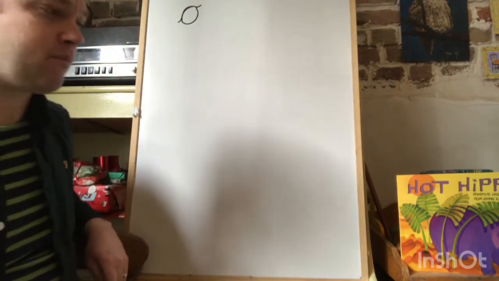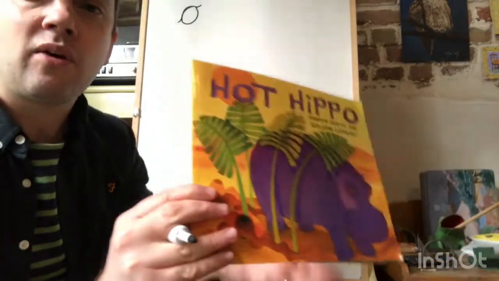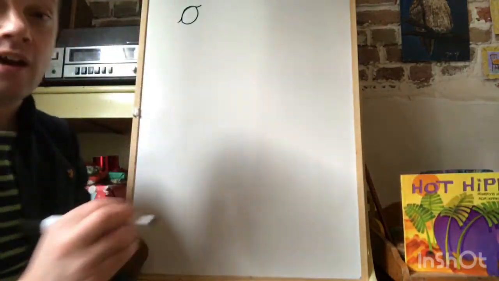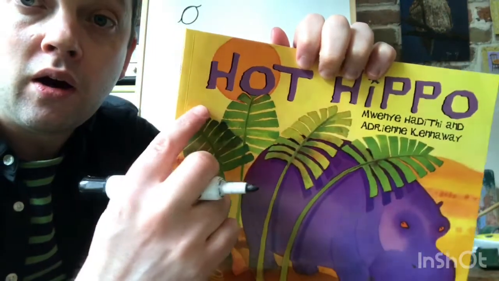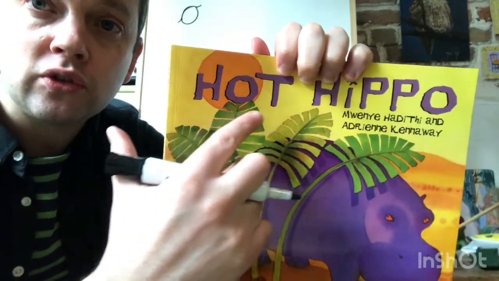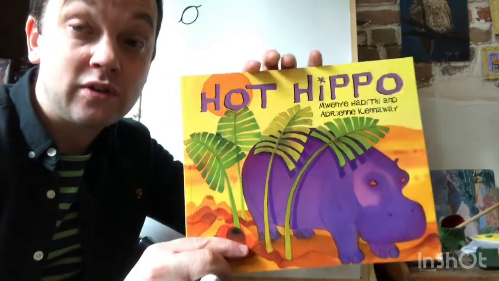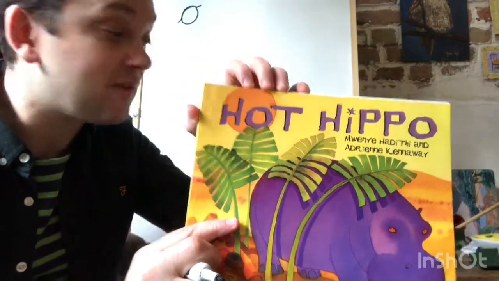Now, let's give you a couple of words. Well, the first one actually is my book here. This book is called Hot Hippo. Hot. So the first word I'd like you to write is hot. We can pop it underneath here. It's very simple, isn't it? We'll just copy this, really. Hot. Now, this is a capital H and a capital T. So it's your job to make them into small letters. See if you can do it.